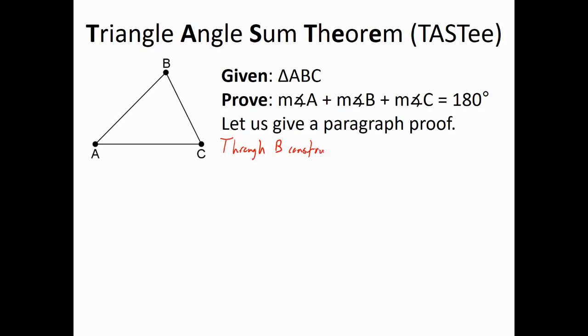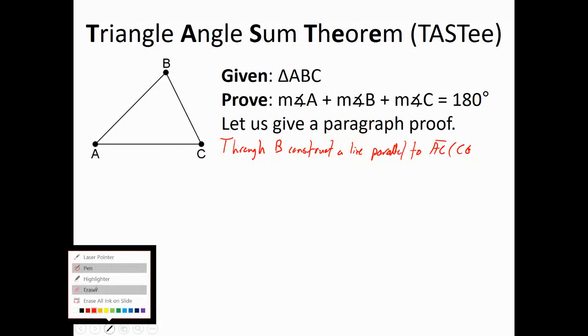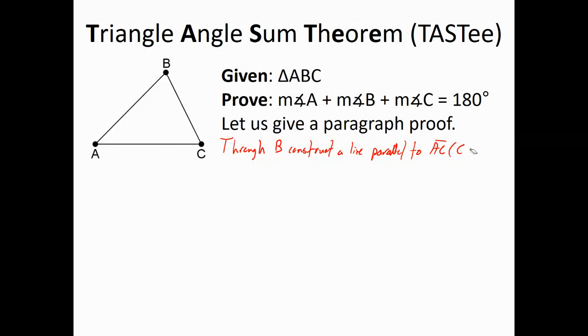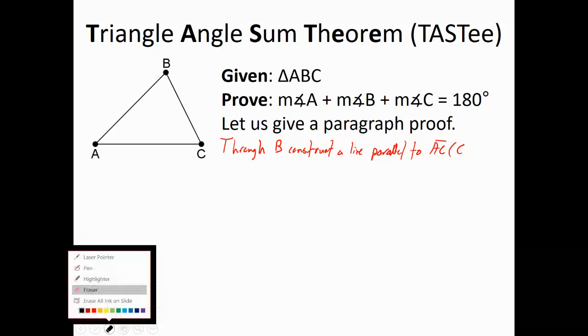construct a line parallel to AC. And that's construction C6, which we talked about just a moment ago. Okay? We know that if we have a line and a point not on that line, then through that point we may construct a line parallel to the given line.